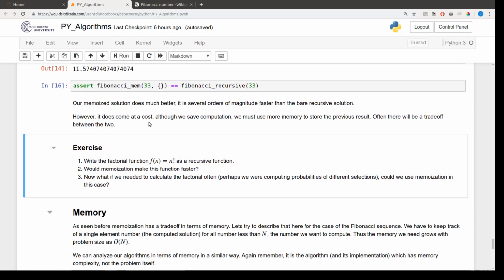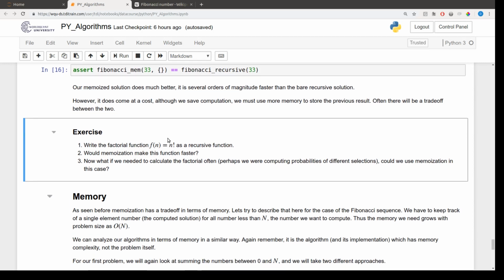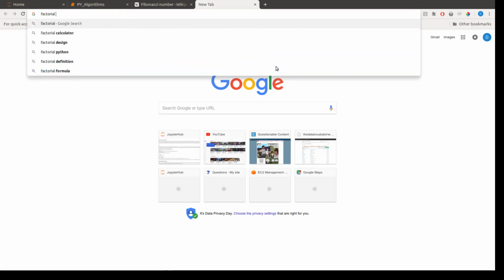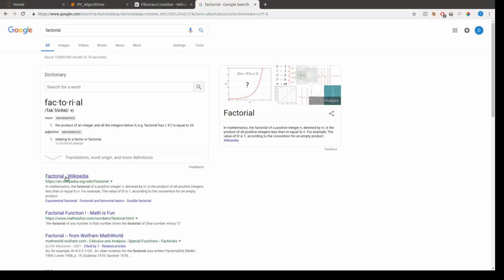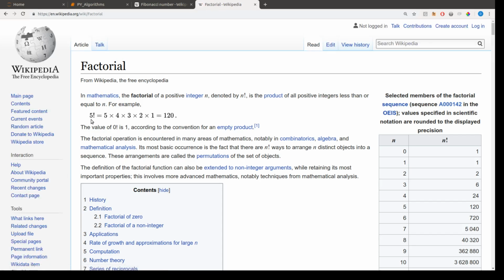So at this point, I'd like you to pause the video and complete these exercises. First, write a factorial function that will compute the factorial recursively. If you're not familiar with factorial as a mathematical operation, you can simply Google it. So 5 factorial is 5 times 4 times 3 times 2 times 1. And you may notice you can also define 5 factorial as 5 times 4 factorial, because 4 factorial would be 4 times 3 times 2 times 1.